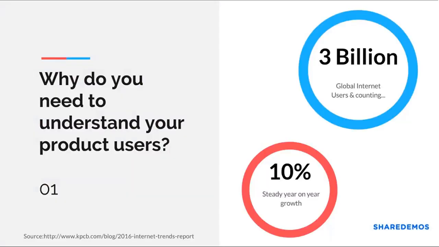First of all, why do we need to understand the product users? There are about 3 billion global internet users across the globe, and it's still counting. This number increases steadily by 10% year over year. Easier online access enables people to use digital products across desktop and mobile more than ever. But unfortunately, that means it's only getting harder for software companies to stand out from the competition and keep users interested in the product.